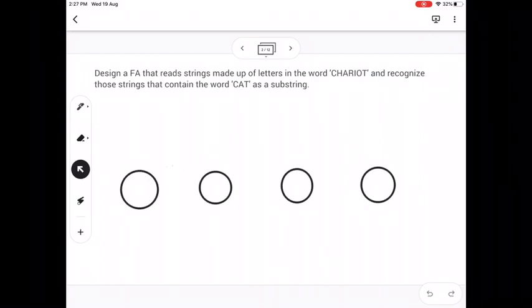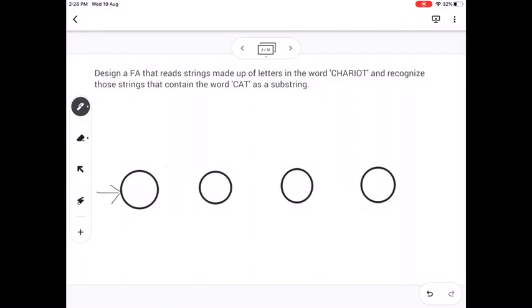So, cat as a substring. So, what is the input over here? Input is characters CHARIOT, okay, and we have to recognize the string CAT. So, when you get CAT as a substring, your string is accepted. Till then your string is not accepted. So, very simple steps to follow when we have to draw such DFA. Whatever I am drawing is called as transition graph.